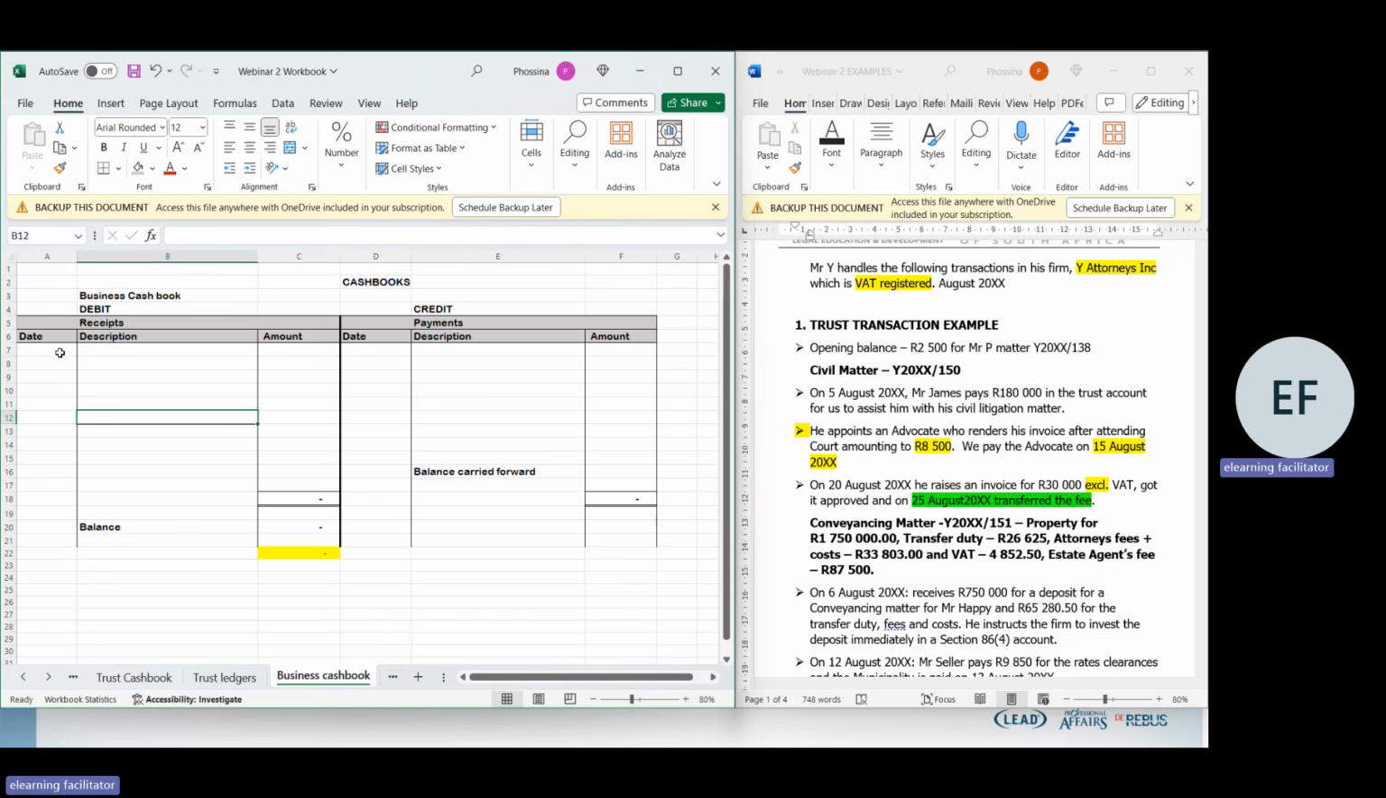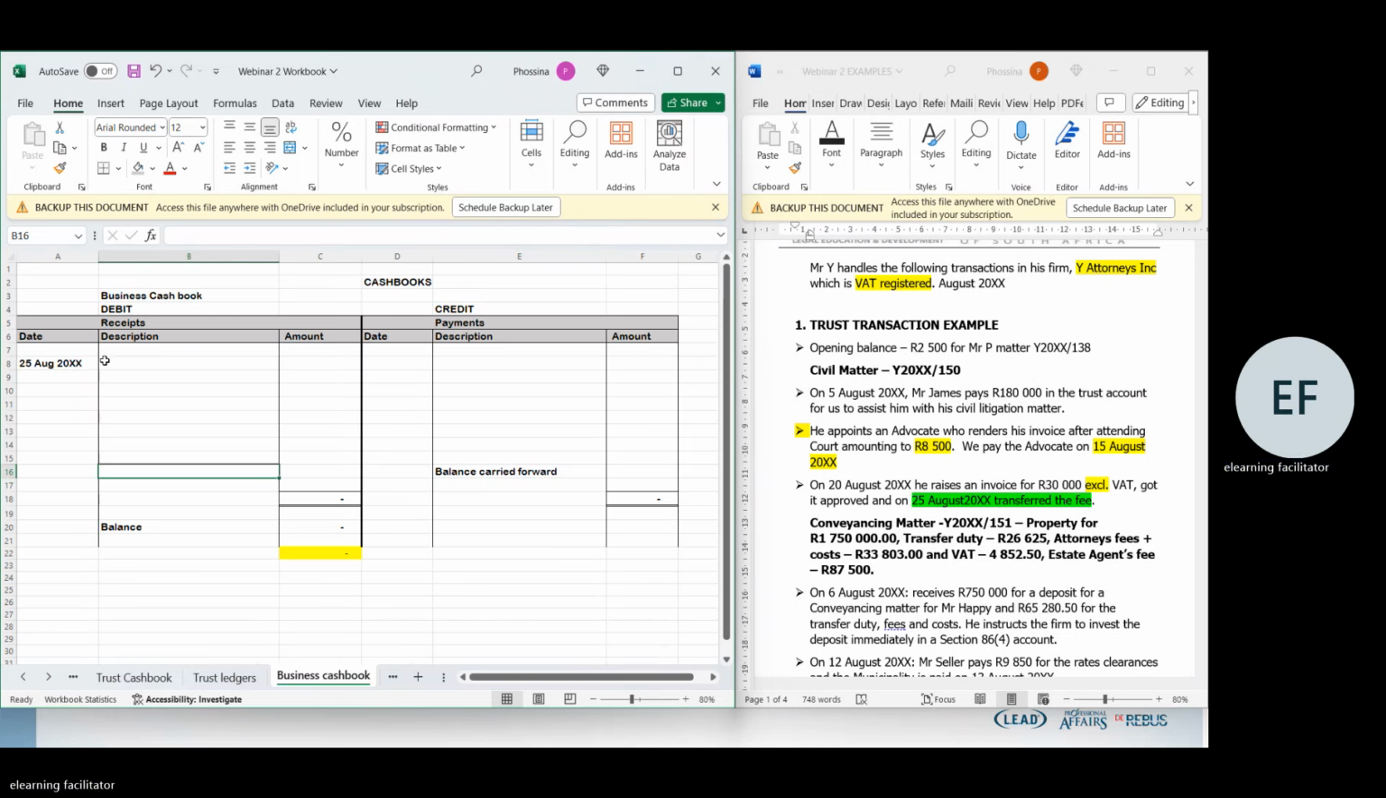So in this case, I'm going to leave a line. With this line, it is going to be for our opening balance, which we haven't gotten to. And then we are going to record this as our first transaction. So on 25 August 20. What is happening? We are receiving money from trust. How much are we receiving? From whom are we receiving? We are receiving from Mr. James for his matter.